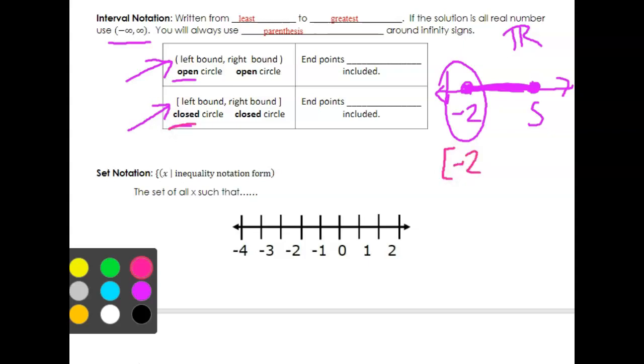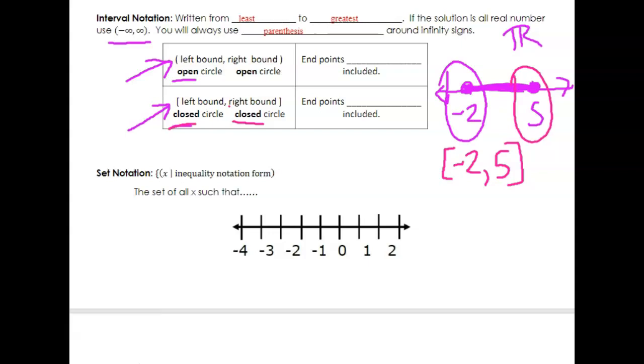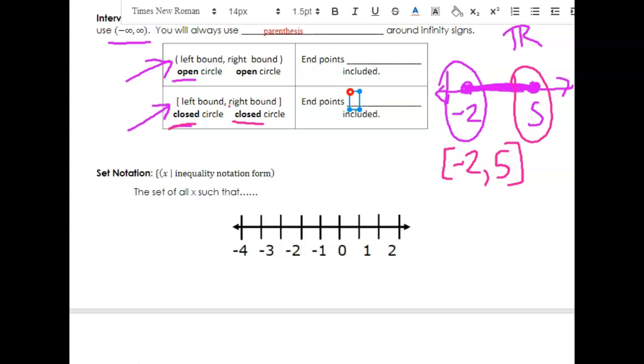I would put my comma, and then I would put my right bound, which is 5, and it also has a closed circle. So if it also has a closed circle, I'm going to use a bracket. So that's what it ends up looking like. Here, because my endpoints were both closed, that means that my endpoints are included in my solution set.